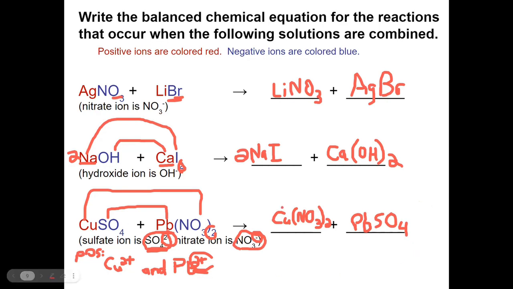Okay, and let's see, are we balanced? There's 1 copper on either side of the equation, 1 lead ion, there's 1 sulfate ion, and there's 2 nitrate ions. So yes, we are balanced. This is a good way to do it.